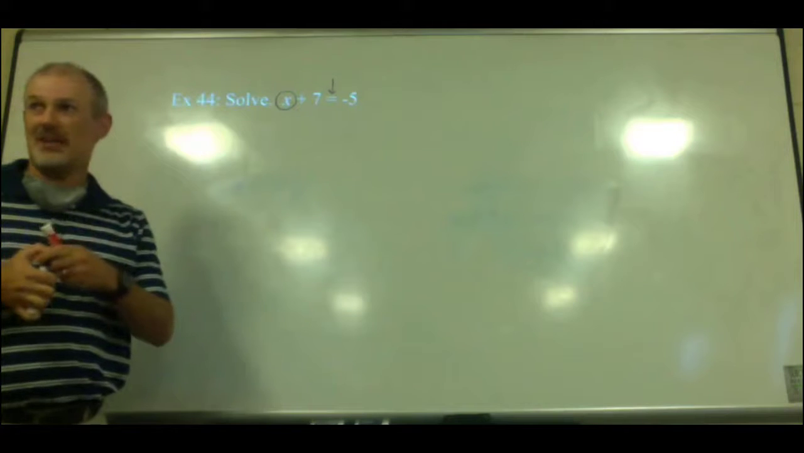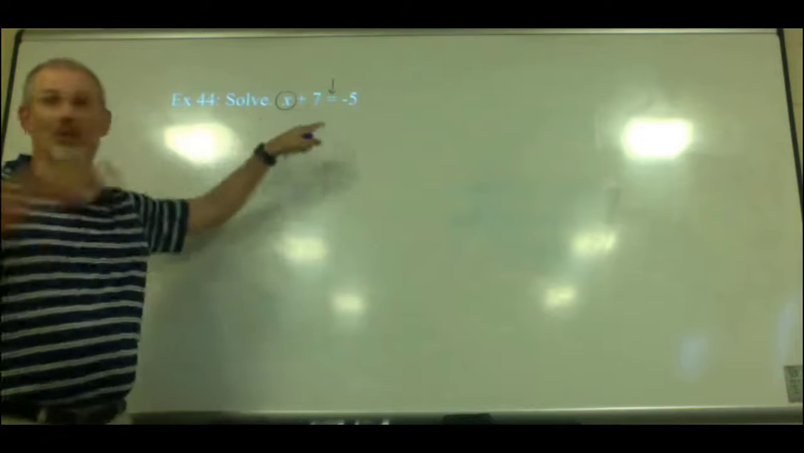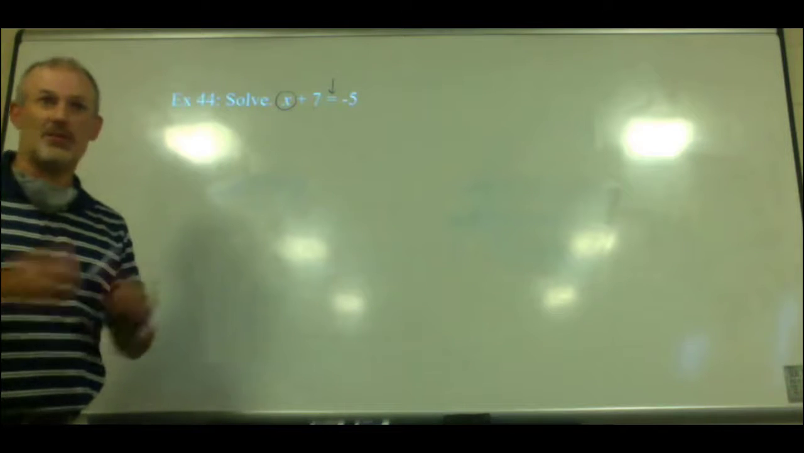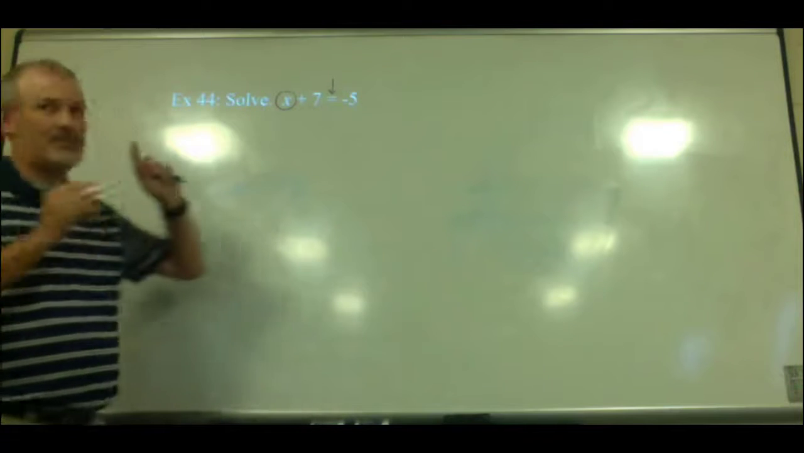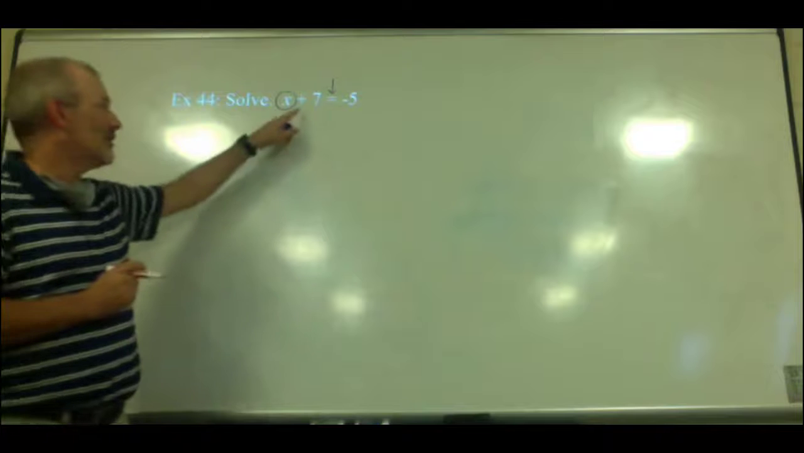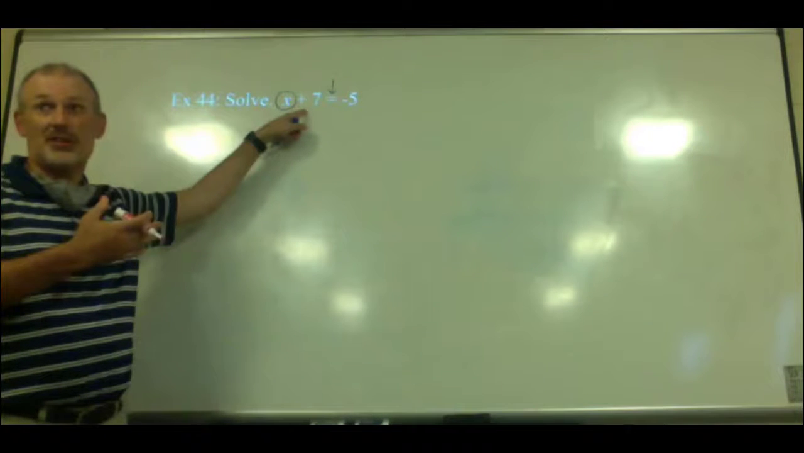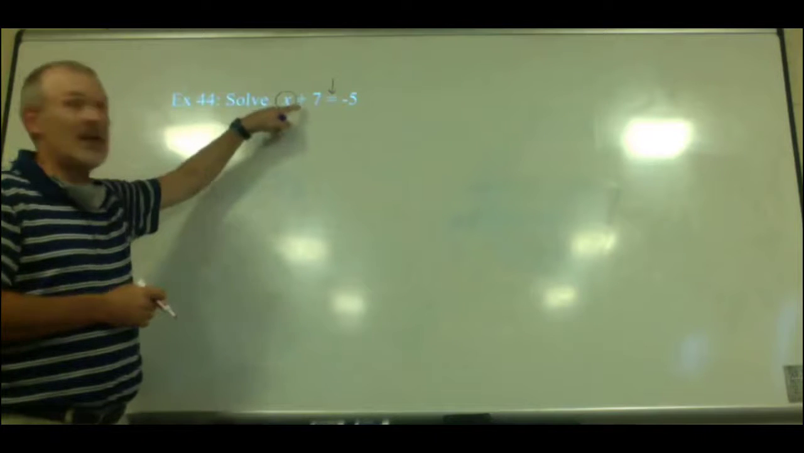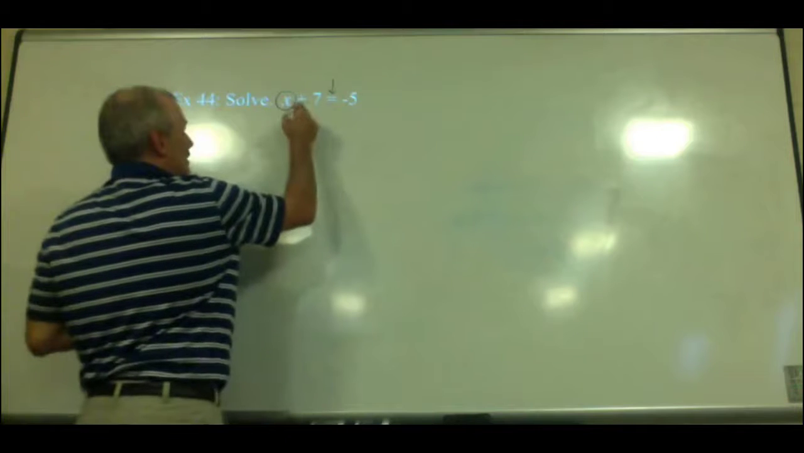Because the 7 is by the x. So whatever's by the x, we want to get rid of it, because our goal is to get x equals, and that's it, and then whatever number. So, thinking about what we just talked about, what's the inverse operation for addition? Subtraction. So the idea is if the equation is adding 7, to cancel that out, we're going to subtract 7.